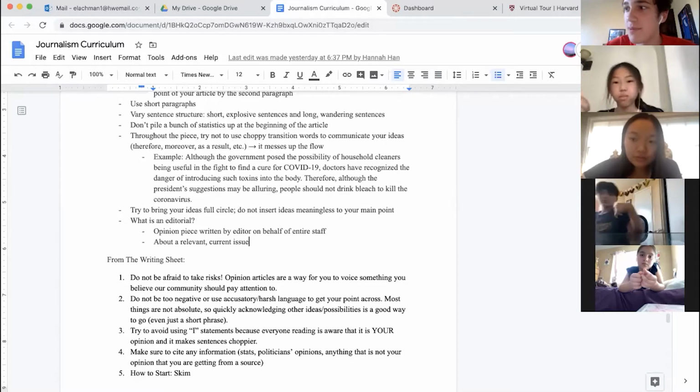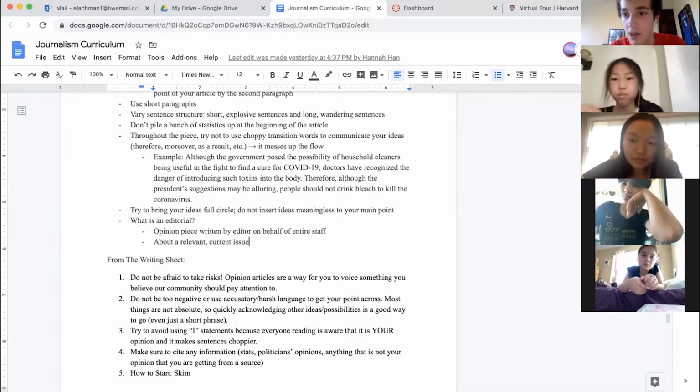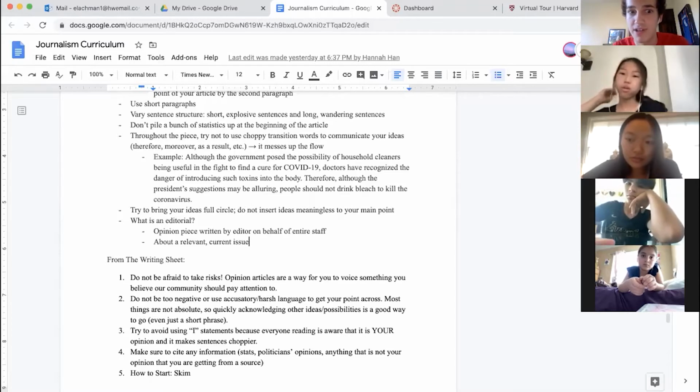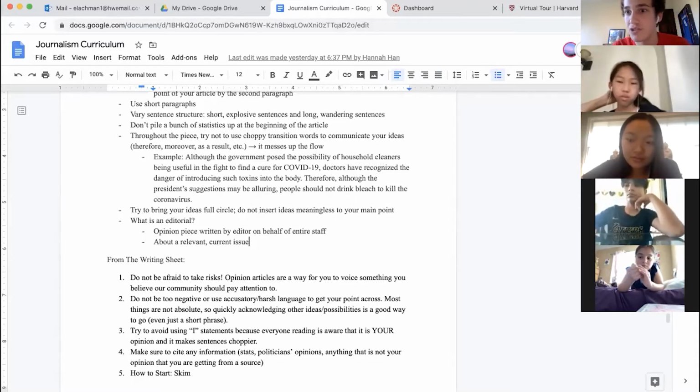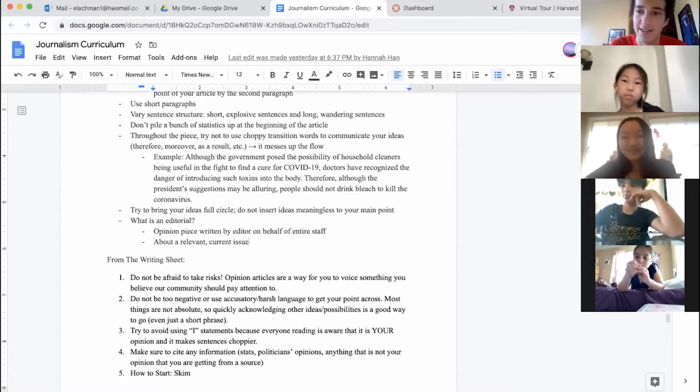So, for example, one of our most recent editorials in our newspaper, after Kobe's death, was about how sports bring people together, even in these tragic times. So that's something very current. It was on the minds of everyone.